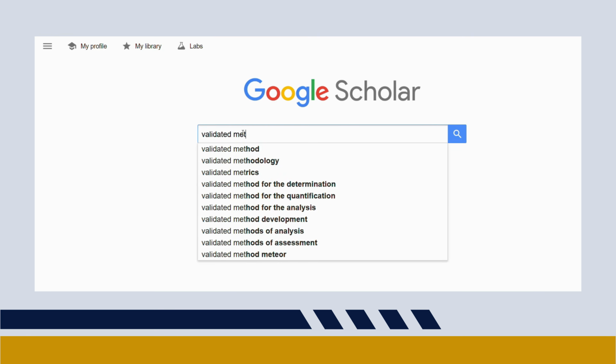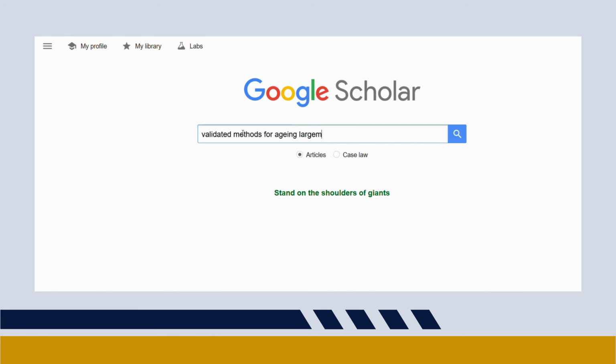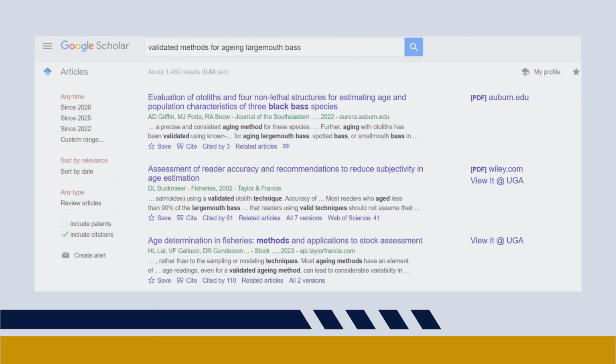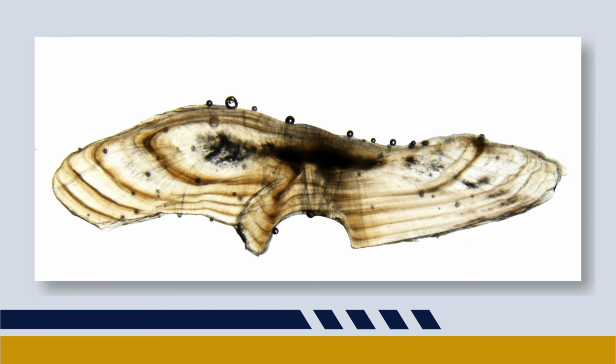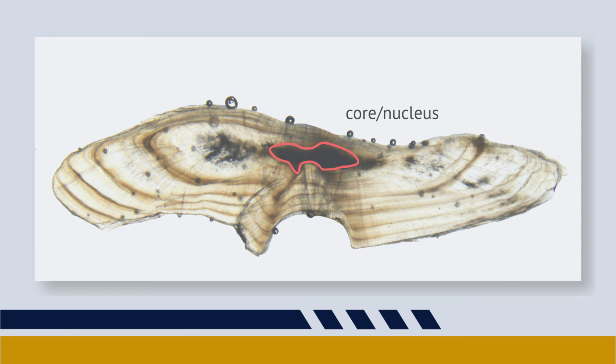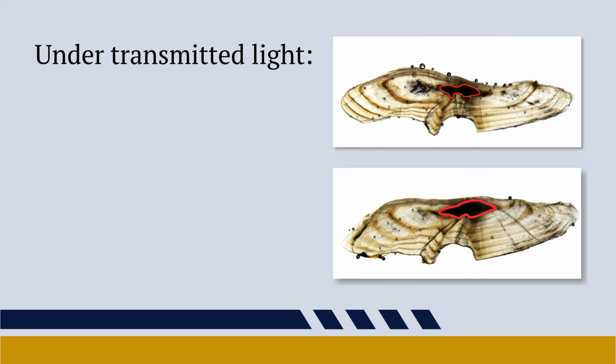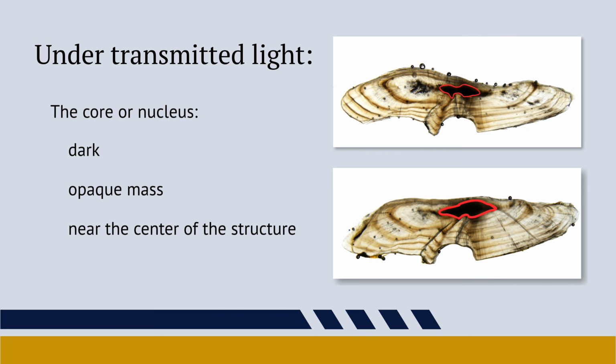Prepare the otolith using a validated method for your species, if one is available. Under the microscope, first locate the core, or nucleus, which serves as the starting point for age interpretation. Under transmitted light, the core of a sectioned otolith appears as a dark, opaque mass near the center of the structure.